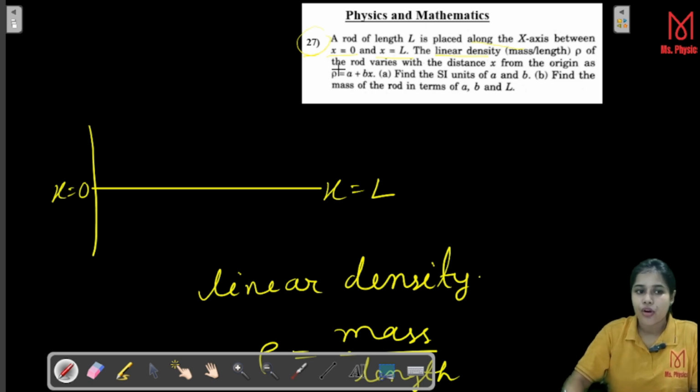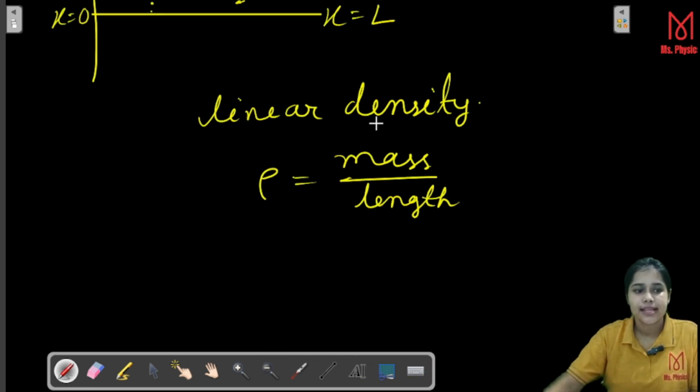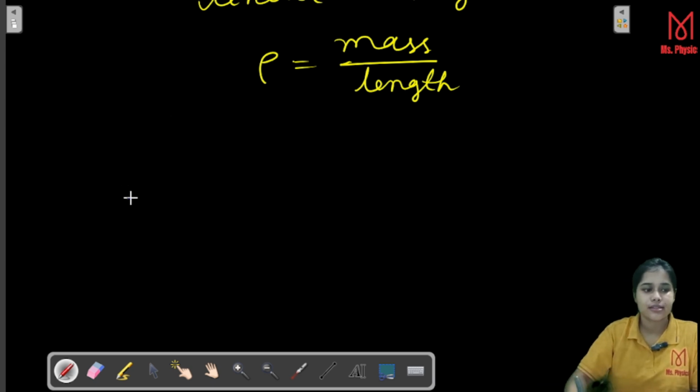Rho of the rod varies with the distance x. Means as x varies, as the length varies, whatever density you have will change if you change the position from here to there. With the distance x from the origin, rho is equal to a plus bx. Find the SI units of A and B. So how to find it? See, here it is given that rho is equal to A plus bx.